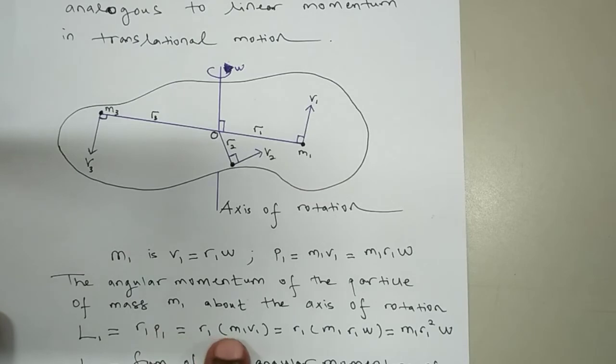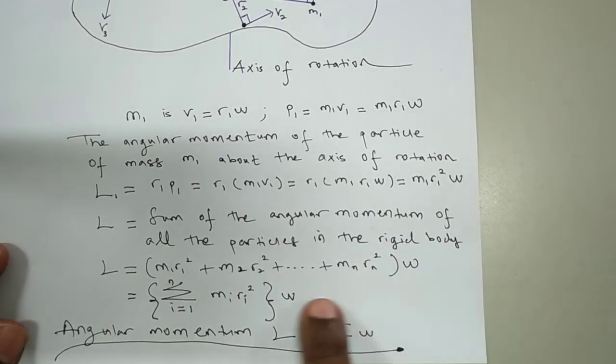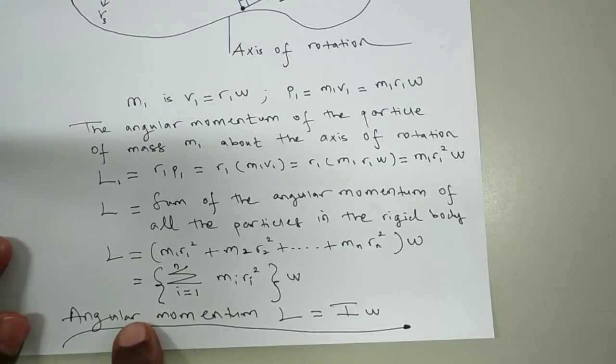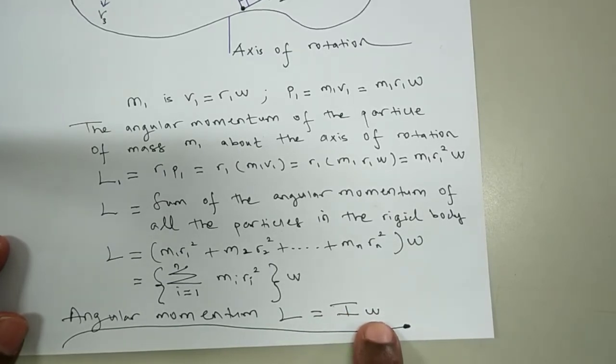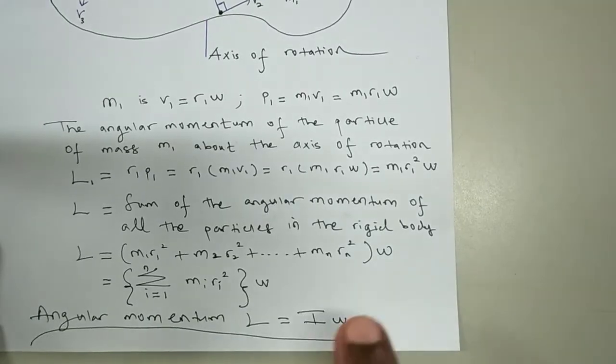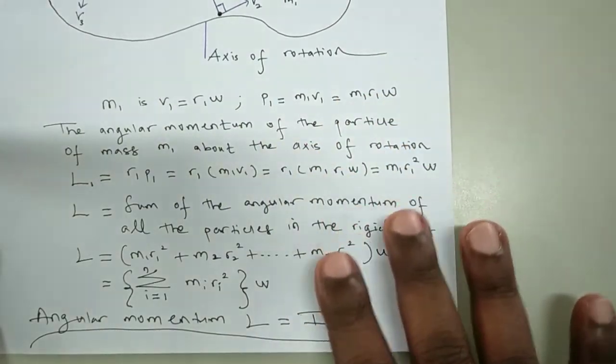You can follow the series, and finally you will get m1 r1 squared times omega. By using the series of mathematics, finally we can define angular momentum as the product of moment of inertia and angular velocity. So I hope you all can understand this section.